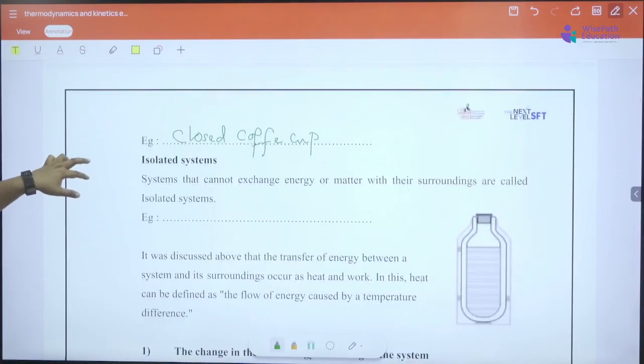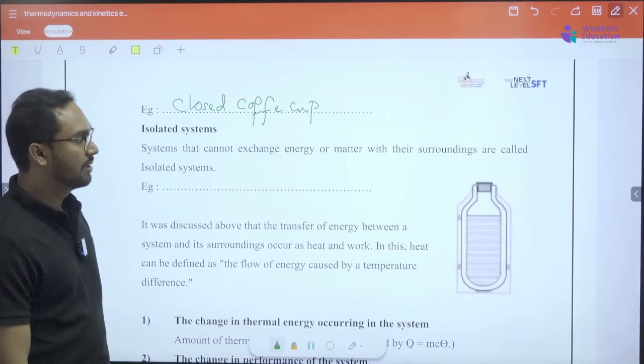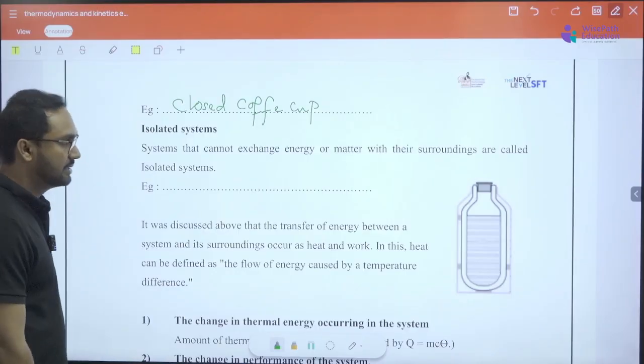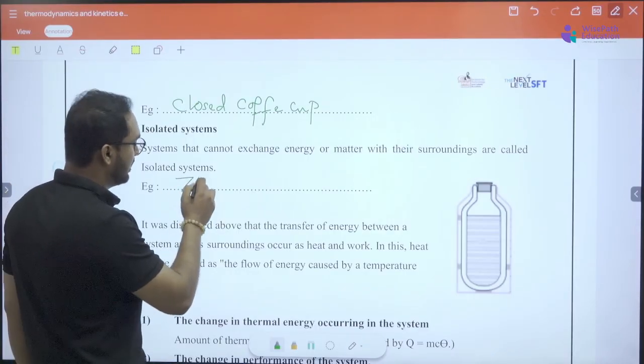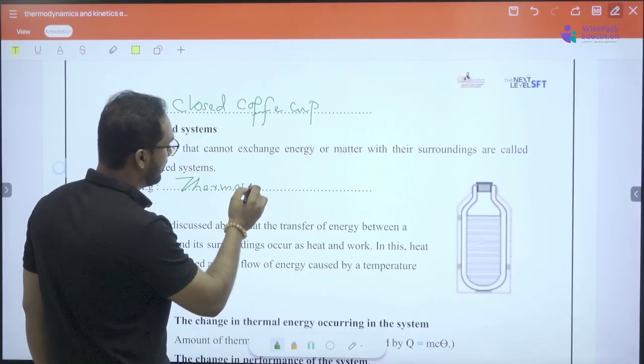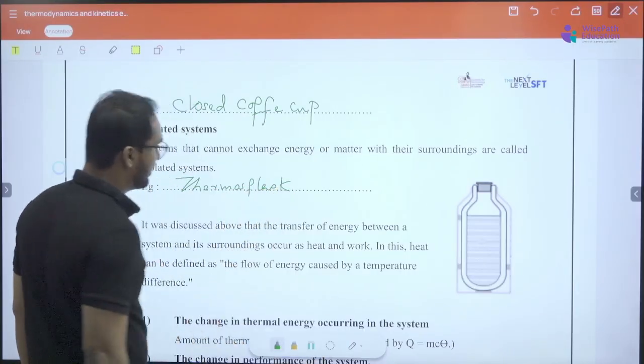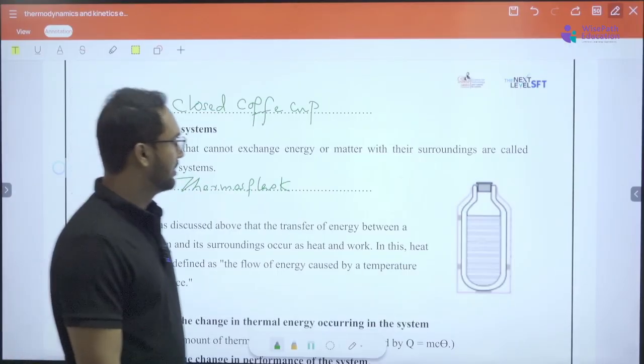An isolated system cannot exchange energy or matter with its surroundings. Example is a thermos flask. How do you spell it? Thermos flask.